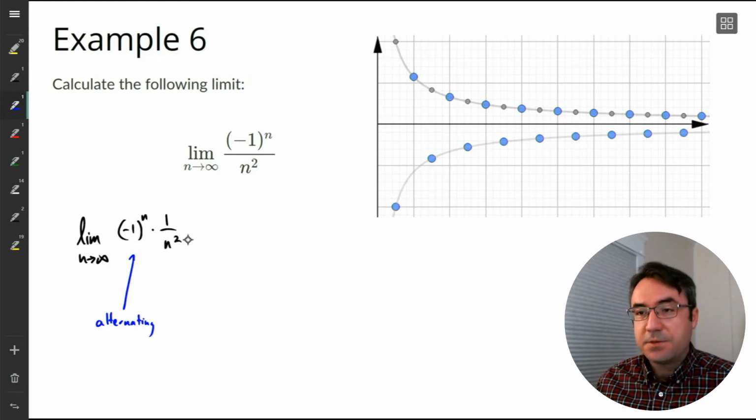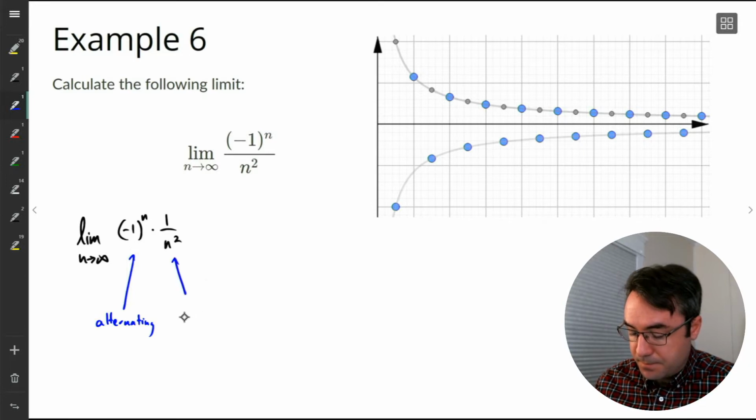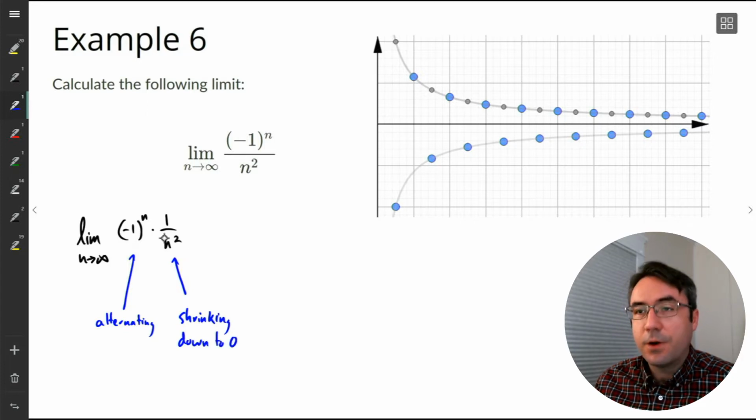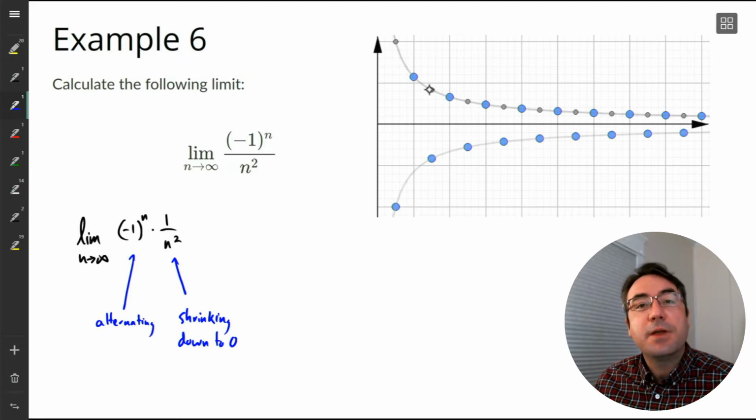But this 1 over n squared, that's going to be shrinking down to 0. So as n gets larger and larger, the 1 over n squared is one of our c over infinity forms, so that goes to 0. And that's what we're seeing here in this graph. So we're seeing two things. We're seeing the alternating pattern, but then we're also seeing these terms in our sequence approaching 0, approaching the horizontal axis there.